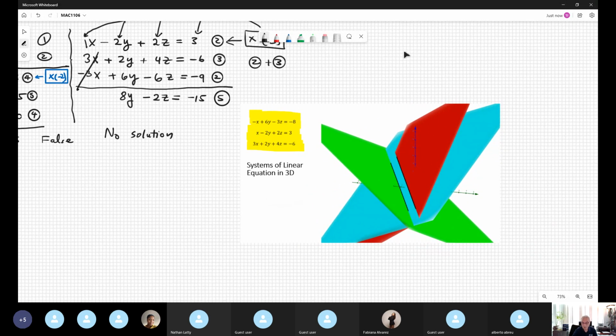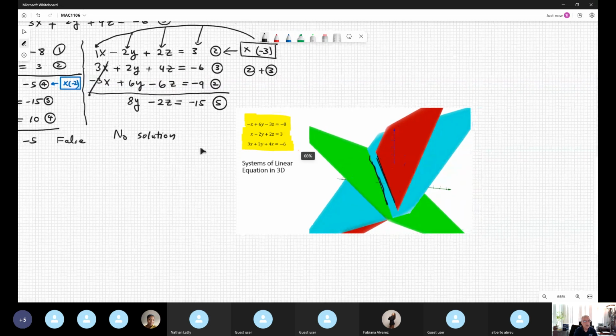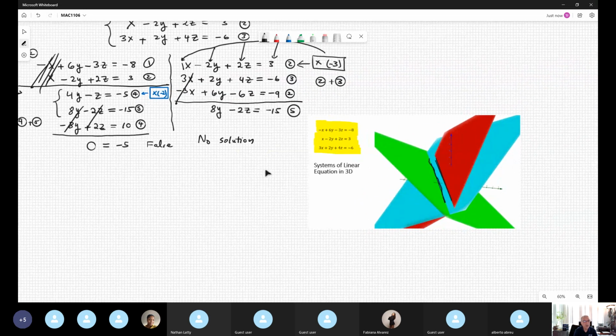So I discover we have 3 planes: the green, and the cyan color, which looks like blue but it's cyan. We have an intersection here, it's a line. In between cyan and red is another line, but these lines are parallel. So obviously, we have no common point that satisfies the 3 equations. In other words, equation 4 and equation 5 are parallel.